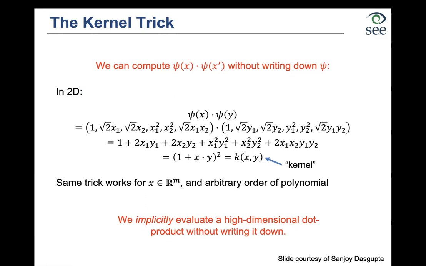We have this function called the kernel function, and that lets us implicitly evaluate this dot product in high dimensional space without needing to write it down. Of course, the same trick works for arbitrary input dimensions and an arbitrary order of polynomial. So even if the psi x, psi y live in this 307,000 dimensional space, it still only requires an amount of time linear in the ambient dimension of the data to evaluate this notion of similarity, which is really what the perceptron cares about for making its decisions.